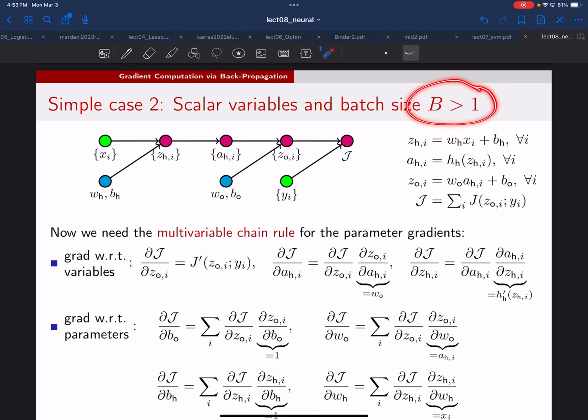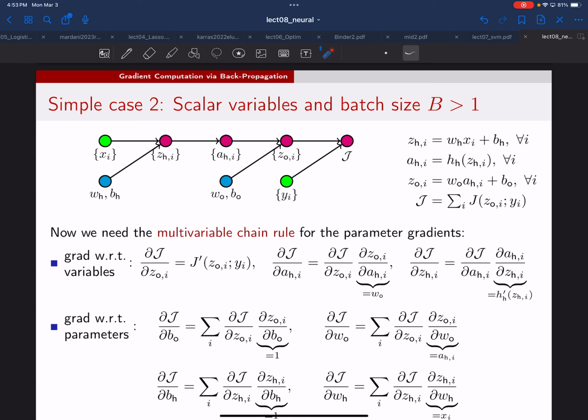Okay, so before I had a batch size of 1. Now I put some curly braces here, meaning we have a set of scalar features xi. In particular, we have b of them. And we also have a set of training labels in our batch, b of them. These things, for now, are still scalars, weights and biases.